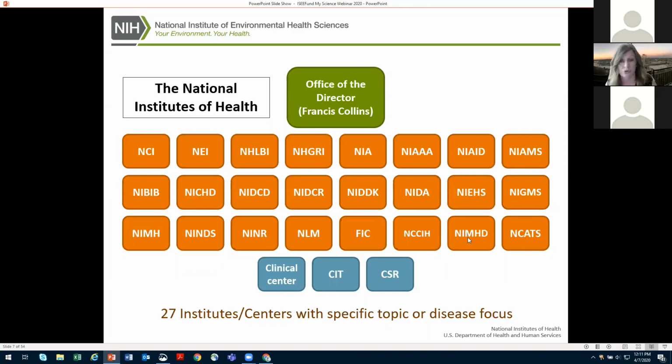NIMHD is one of the newer institutes that we have. It used to be a center, and that's the National Institute on Minority Health and Health Disparities. They do a lot of partnering with NIEHS, and they have an environmental health disparities program that we partner with them on. And then there's your typical NHLBI for lung diseases. We have NICHD for children's diseases, but what we get the majority and most is anything related to environmental exposures.